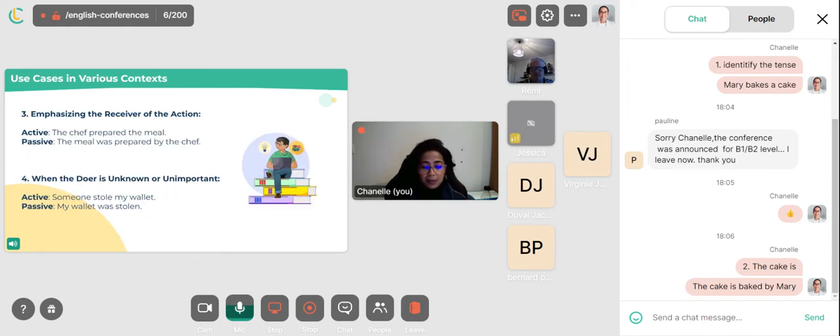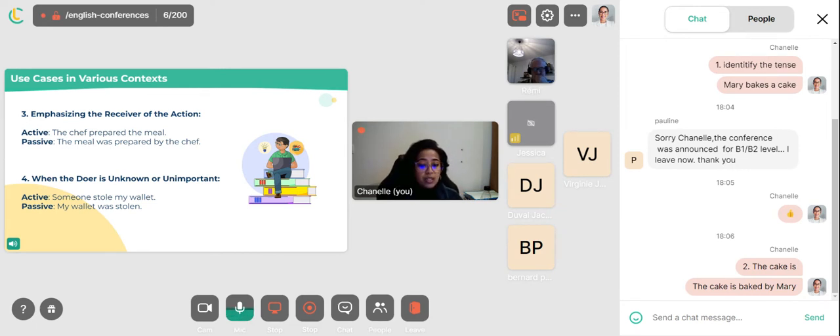So, as I said, the passive voice is always emphasizing the receiver of the action. For example, the chef prepared the meal. In active voice, we are emphasizing the chef. C'est le chef qui est important. But with passive voice, the meal was prepared by the chef. Maintenant, vous pouvez voir, you can see that it is the meal that is important, not the chef. So our focus is the subject en anglais.